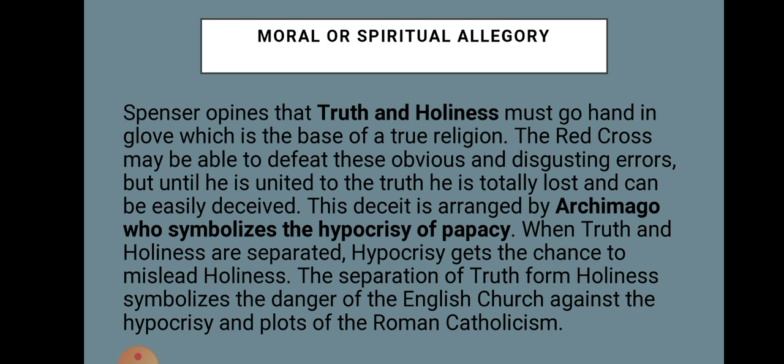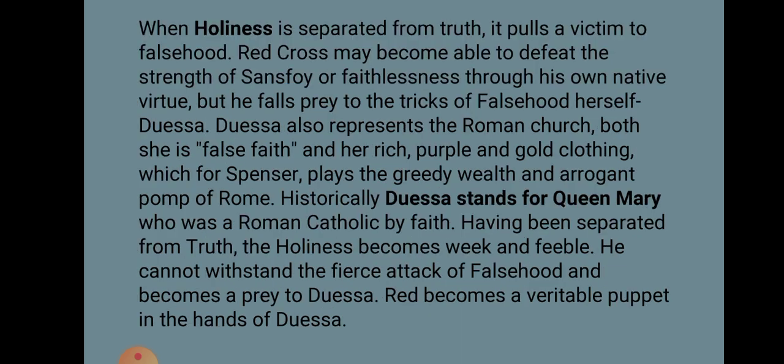The deceit is arranged by Archimago, who symbolizes the hypocrisy of the papacy. When truth and holiness are separated, hypocrisy gets the chance to mislead holiness. The separation of truth from holiness symbolizes the danger to the English Church from the hypocrisy and plots of Roman Catholicism. So this is what we can see in Book 1, especially how moral or spiritual allegory has been presented in The Faerie Queene.